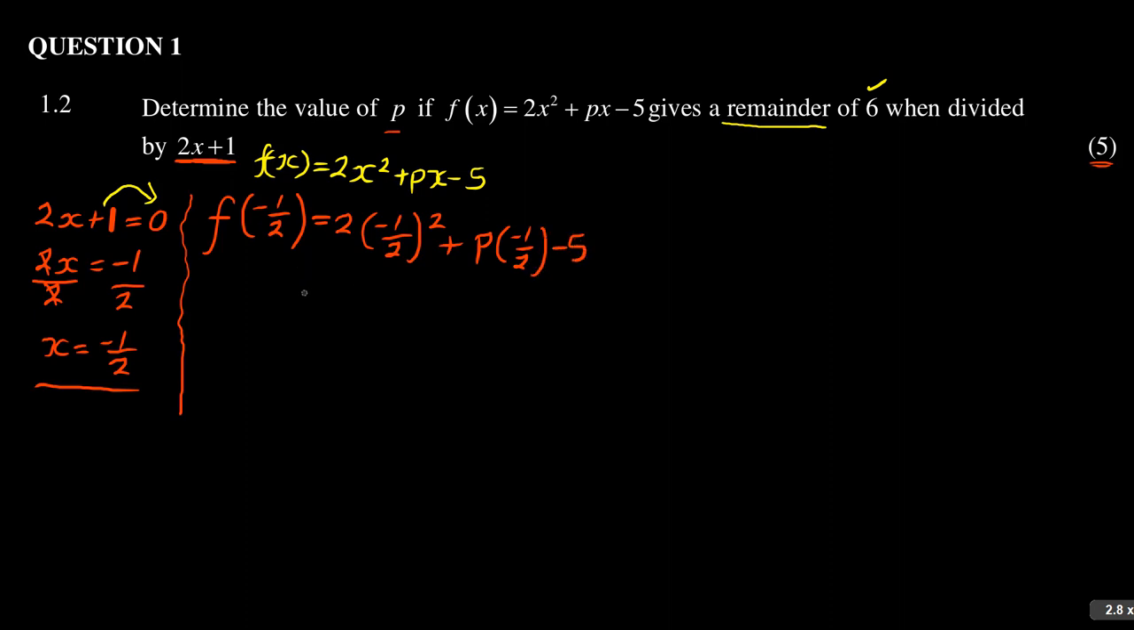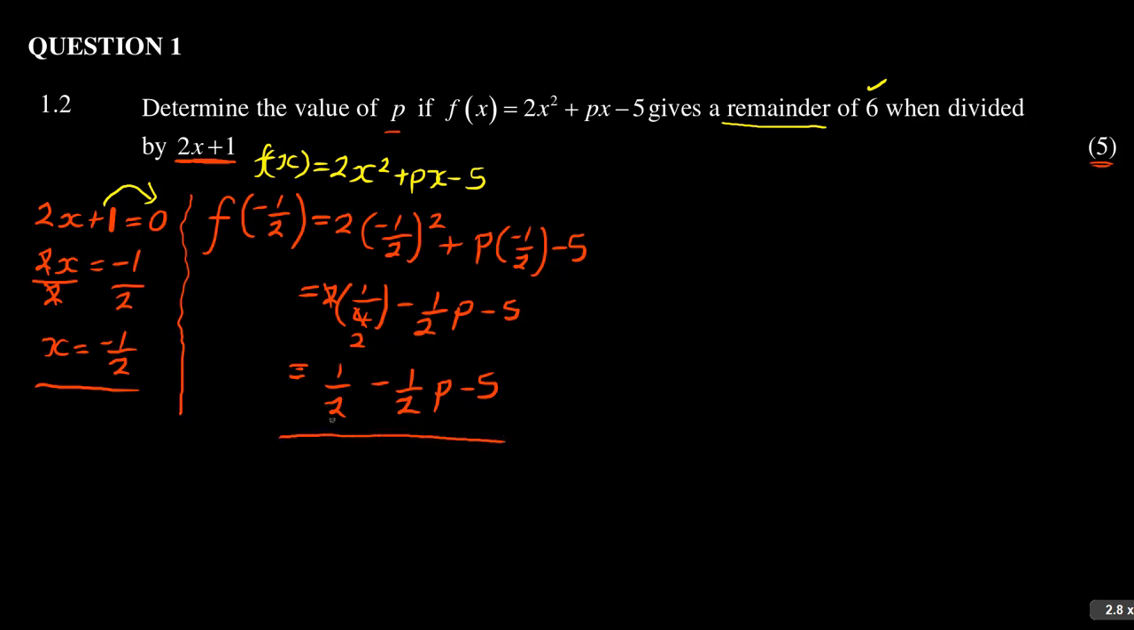So I can simplify this further. It will be 2, or you can use your calculator straight away. This is 1 over 4, minus 1 over 2 p minus 5. And then if you look at that, you will have, in this case, 1 over 2 minus 1 over 2 p minus 5. So this is what it simplifies to.